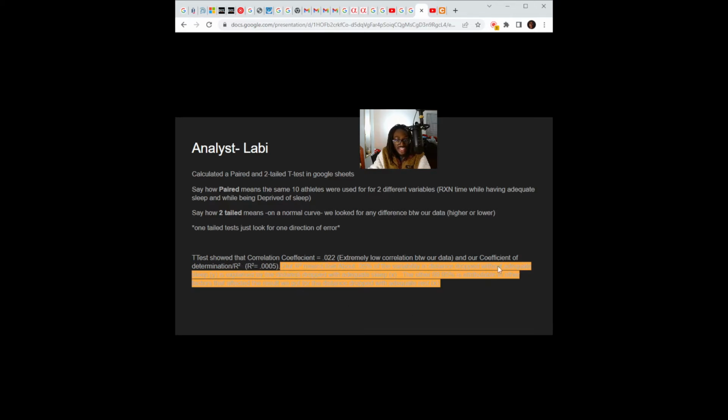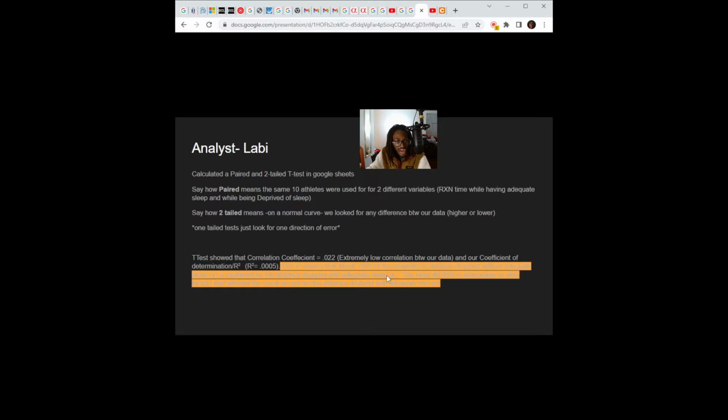And once again, just detailing what all this stuff actually means. I want you to have a very, very good understanding of what this actually means. So R squared means that 0.05% of the variability in distance drop without adequate sleep, which is the Y value, is explained by the distance drop with adequate sleep, which is the X value.